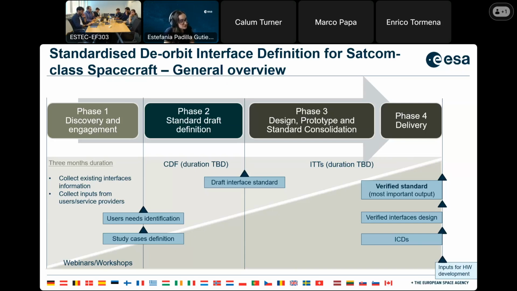What we are trying to do in this phase 1 is to collect existing interfaces information and also to collect inputs from users, service providers, etc. This will be done, I will explain in the next slide. So we will do it with this webinar, also we will have a final workshop, we will have surveys and bilateral videos. And the outcome of this phase 1 will be the user's needs identification, so your needs, and also the definition of different use cases that will serve as an input for phase 2.